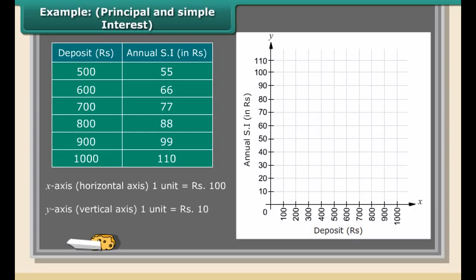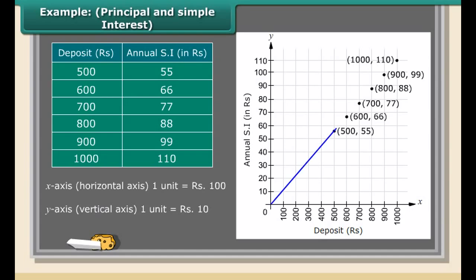Find from your graph: 1. The annual interest obtained for an investment of rupees 500. 2. The investment one has to make to get an annual simple interest of rupees 88. Solution: A. Mark the deposit in rupees on the x-axis, the horizontal axis, with 1 unit equal to rupees 100. B. Mark the annual simple interest in rupees on the y-axis, the vertical axis, with 1 unit equal to rupees 10.